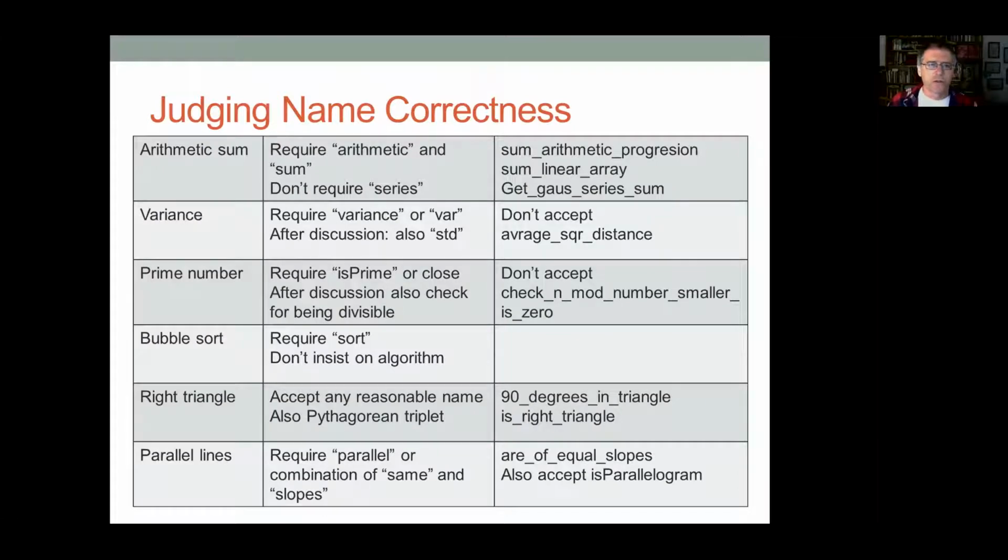Here are examples of how we decided whether names were good enough. For example, in the function calculating the arithmetic sum of an array of numbers, we required the words arithmetic and sum or equivalent, but we did not require a series or array. For example, we did accept a name such as sum linear array. In a function calculating bubble sort, using bubble sort to sort an array, we required sort, but we did not insist on identifying correctly the algorithm that was being used.